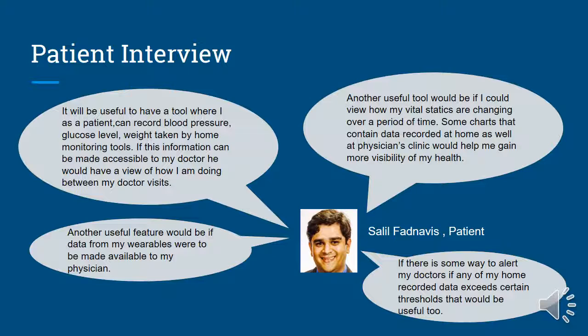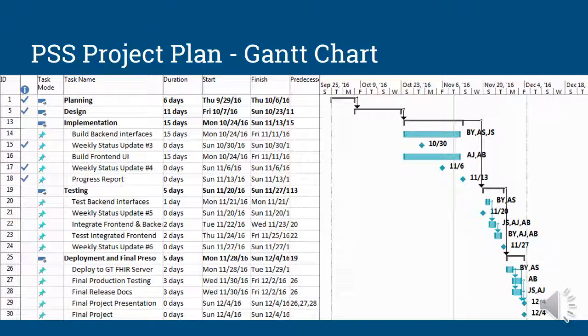He also requested to have information about vital statistics over a long period of time, having graphs or something along those lines, and then letting physician clinics have more visibility, basically alerting them between visits, like if certain thresholds are not being met, that it would notify the doctor immediately.